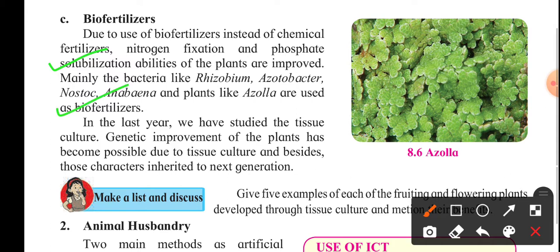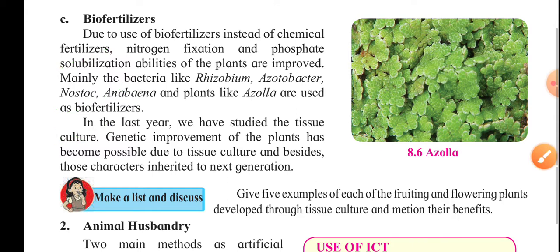In the last year, we have studied about tissue culture. Genetic improvement of plants has become possible due to tissue culture, and besides, those characters are inherited to the next generation. In the ninth standard we have already studied about the inheritance of traits.